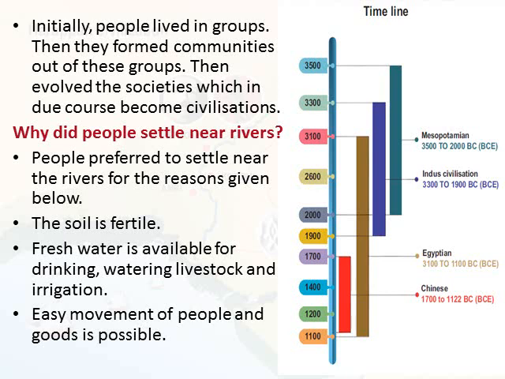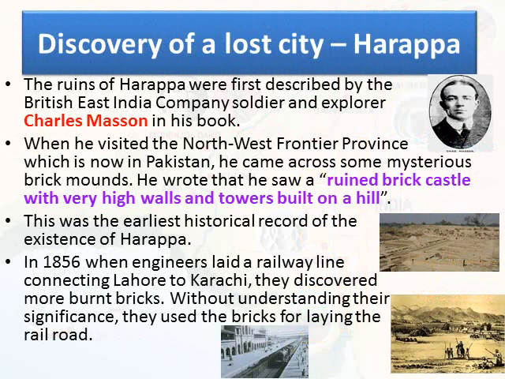You can see the timeline of civilization with the Mesopotamian coming in 3000 to 2000 BCE, and you have the Indus civilization from 3300 to 1900 BCE, and you have the Egyptian civilization from 3100 to 1100 BC, and Chinese civilization from 1700 to 1122 BC. Dear children, the discovery of Harappa in 1829 Common Era was the first indication that any such civilization existed in India.